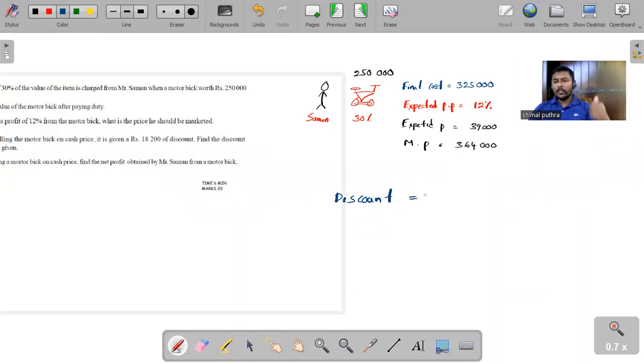Can we remember, in the previous video we discussed: discount is equal to value into rate. So it mentioned the discount is 18,200. This is the discount. And we know the value, that means the marked price. I will write marked price here.